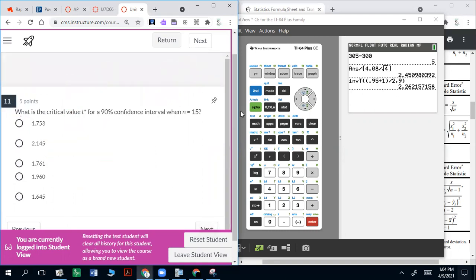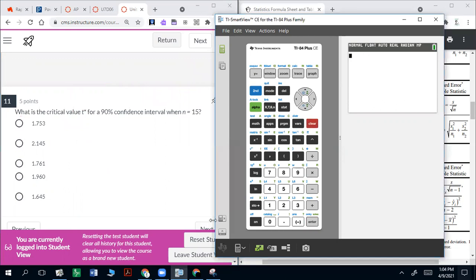So another critical value question. Number 11, what's the critical value T for a 90% confidence interval when n is 15? Well, again, go through it. Inverse T, we're going to change that 0.95 to 90, and the degree of freedom will be 14. And we'll paste it. That's just calculator work right there, 1.761. So 1.761 is going to be this one right here.